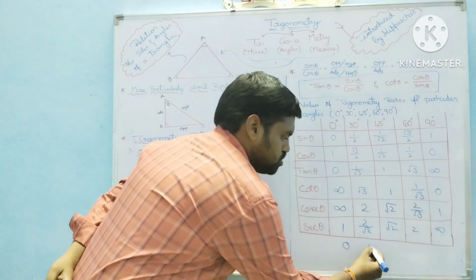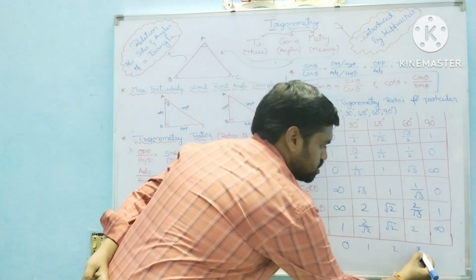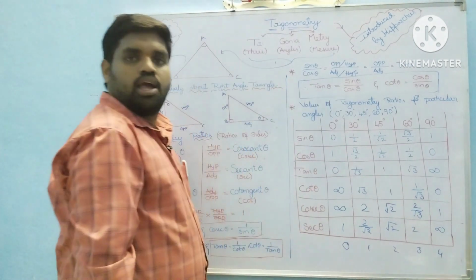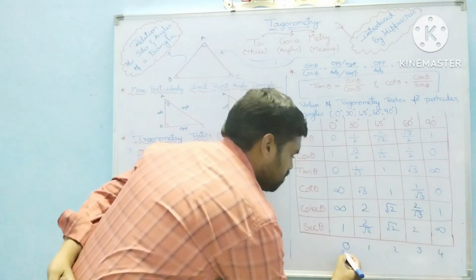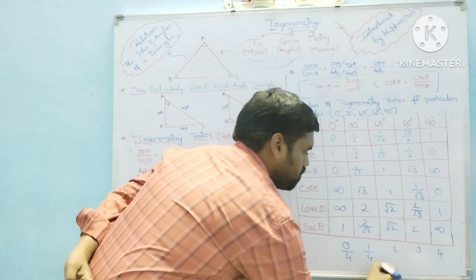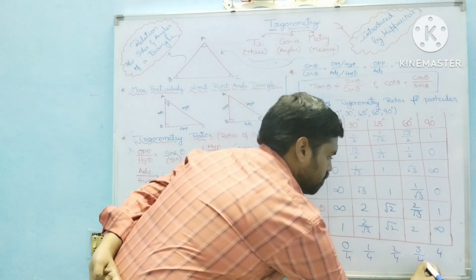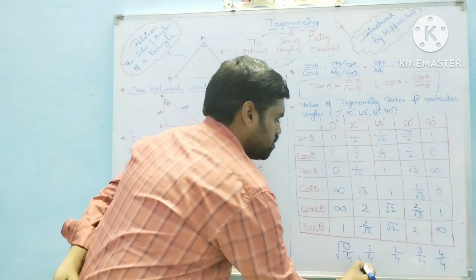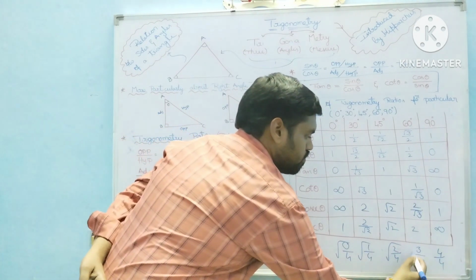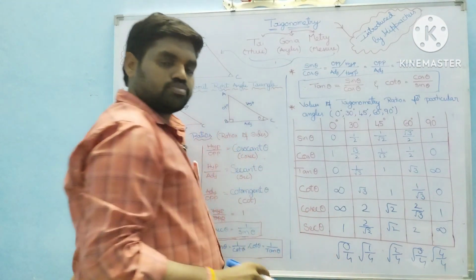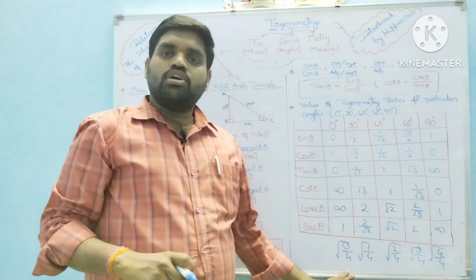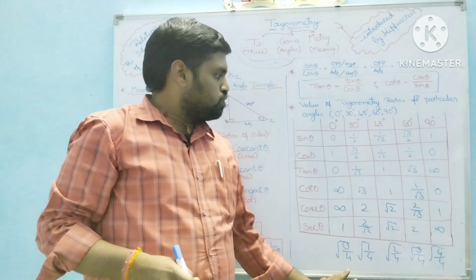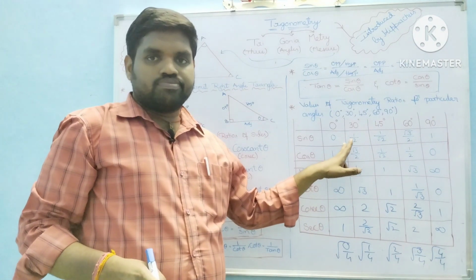First take 0, 1, 2, 3 and 4. After that, divide all of them by 4, by 4, by 4, by 4, by 4, and take the root of all of them. So 0 by 4, this value is 0. Root 0, that is the first value, is 0.